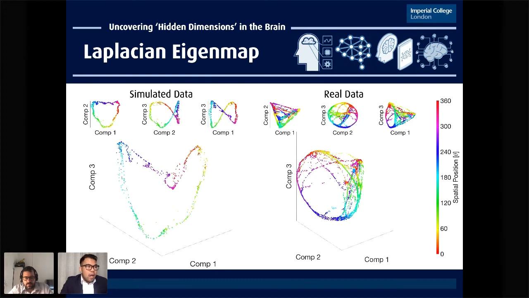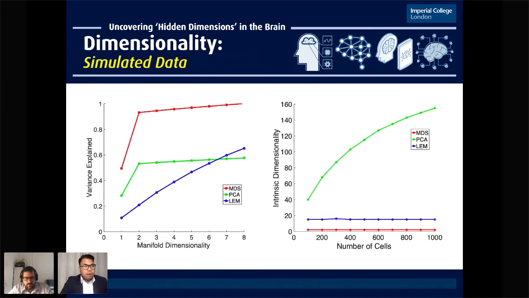Now let's compare the performances of the three methods in terms of dimensionality. Here we plotted the cumulative fraction of variance in the population activity explained by the manifolds of increasing dimensionality, that's on the left figure. And on the right figure, we plotted the intrinsic dimensionality versus the number of cells. Here we defined intrinsic dimensionality as the minimum number of dimensions that explain at least 80% of the data variance.